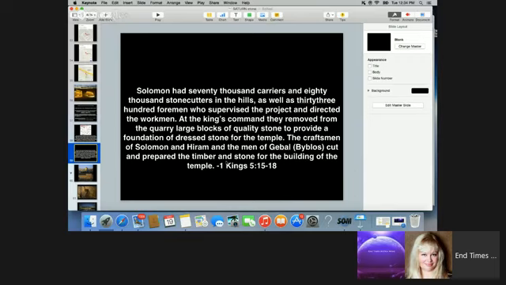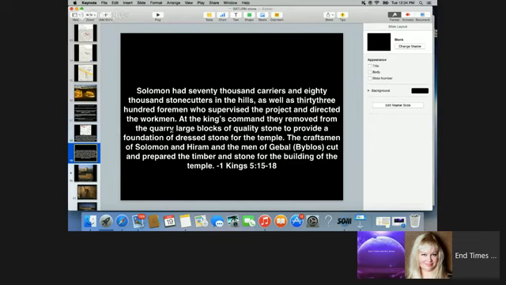The craftsmen of Solomon and Hiram and the men of Gebal, Byblos, cut and prepared the timber and stone for the building of the temple. So Solomon married Naamah and started to follow her ways.